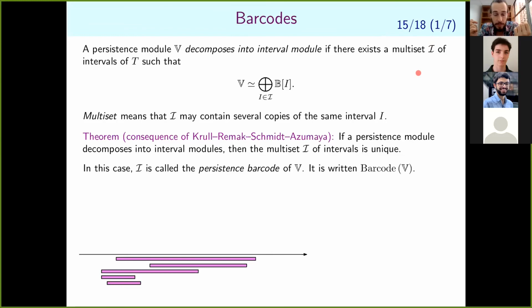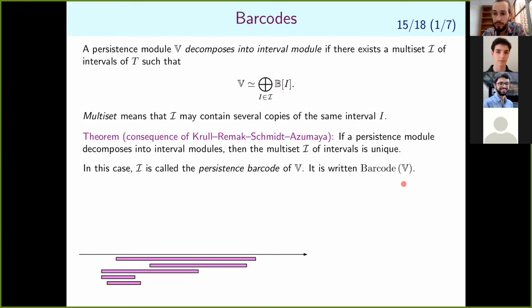Fortunately, it turns out that our persistence modules are... oh, not yet. Wait, before I talk about that, I wrote a theorem here. It says that if I can decompose a persistence module into interval modules, then the set of intervals is unique. And when I can decompose my module, I will call this multi-set of intervals its barcode.